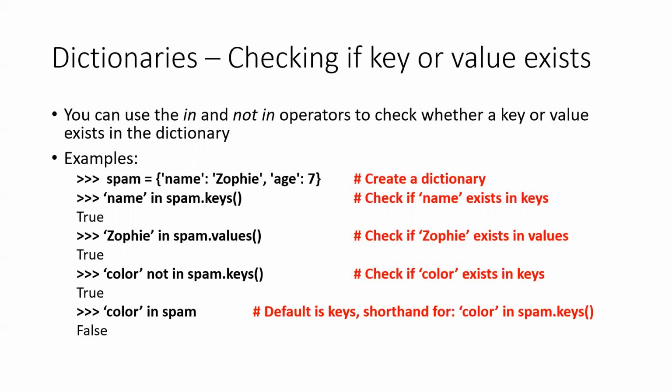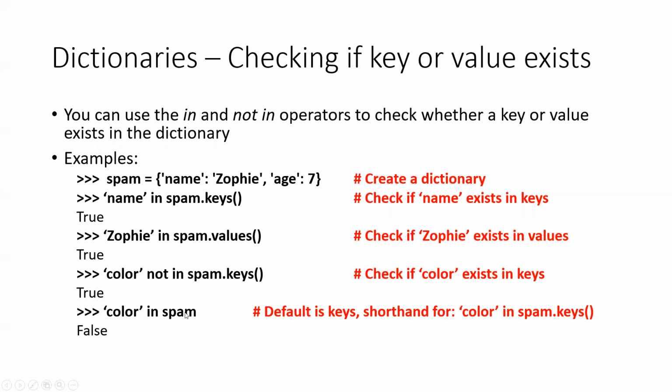If you want to check to see if a key exists or not, you can do this particular dictionary here, in which we have name Sophie, age 7. We can see if name in spam.keys, that would give us back true. Sophie in values is going to return whether or not Sophie is a value, which it is. If we say color not in spam.keys, what's the opposite check there? We can see that that's true.